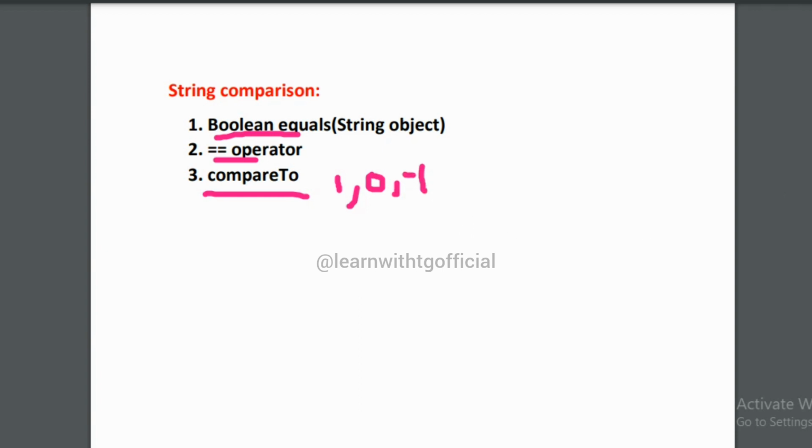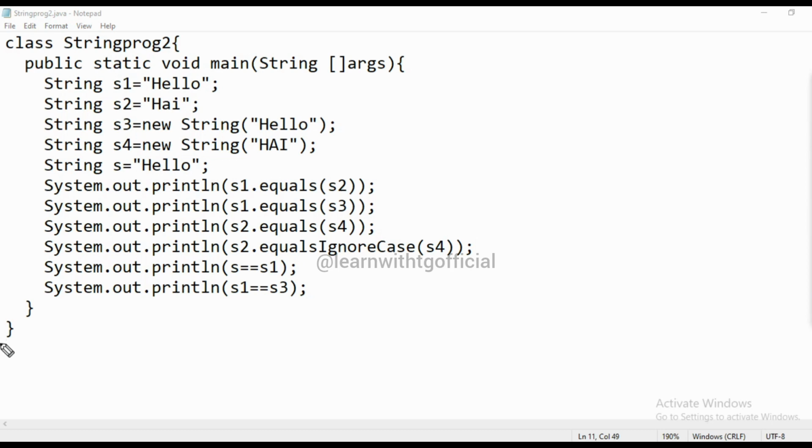Let's see an example program for a string comparison method. We will go with the equals method. In class StringProg2 and main, defining the strings s1 and s2 as "hello" and "hi" respectively. Now creating strings using s3 and s4. String s3 = new String("hello"), String s4 = new String("hi"), and giving a string s equal to "hello". Now for comparison, using the equals method in printing statements as follows.